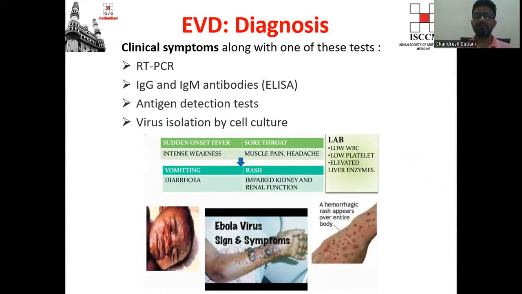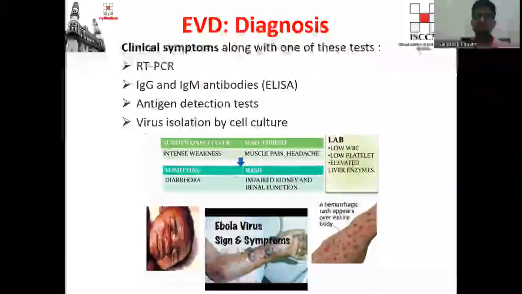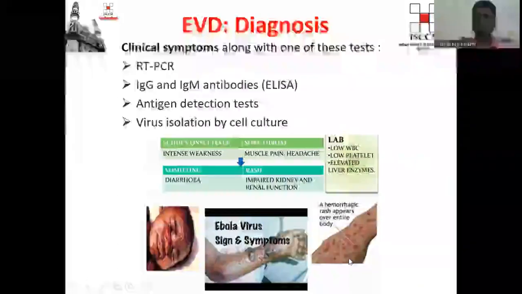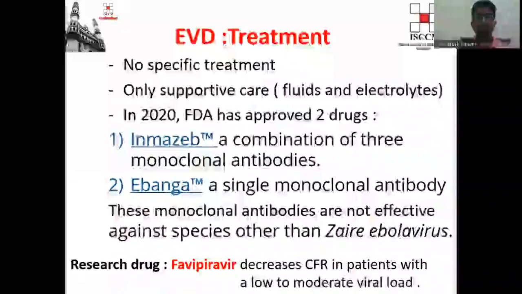If you look at the lab parameters, the most common findings you will observe in Ebola disease are low WBC, low platelets, and elevated liver enzymes. If you look at how this hemorrhagic rash will appear on the body, it will be prominent on almost the entire body, skin, and punctate hemorrhagic lesions will be visible.